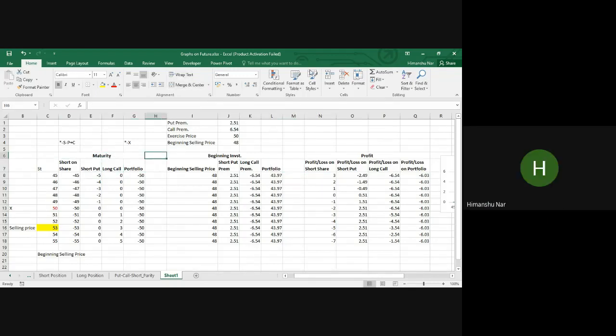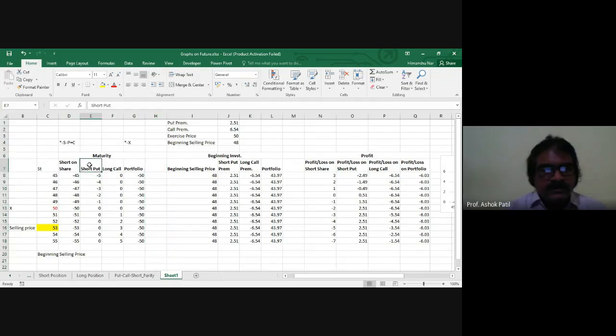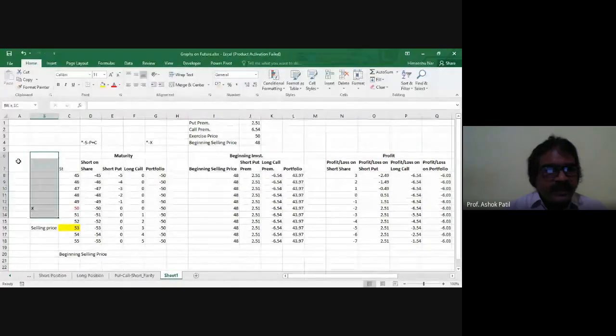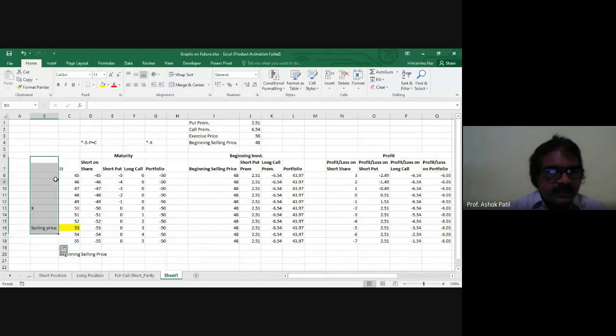So, sir, you want me to remove these columns, or it's fine? No, let it be there. So visually it gives clarity that we are talking about different parts. You can remove this X, and that part you can remove. The beginning selling price in the end also you can remove.